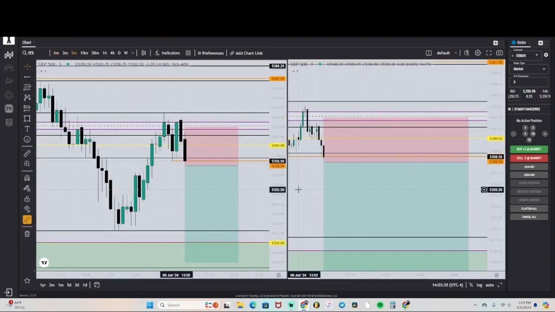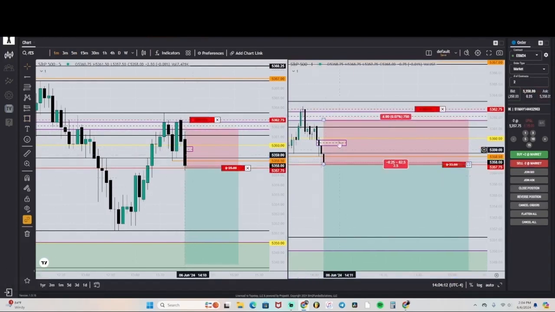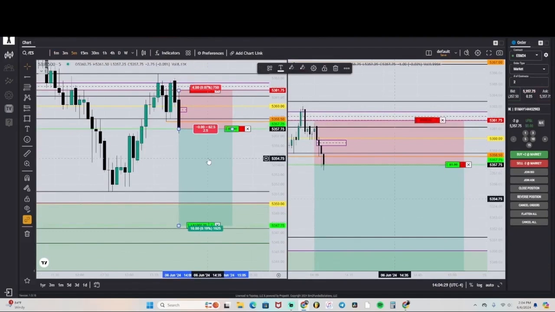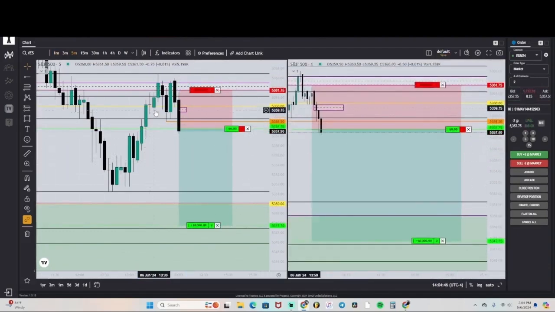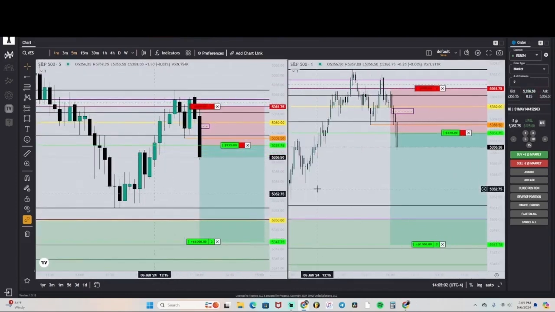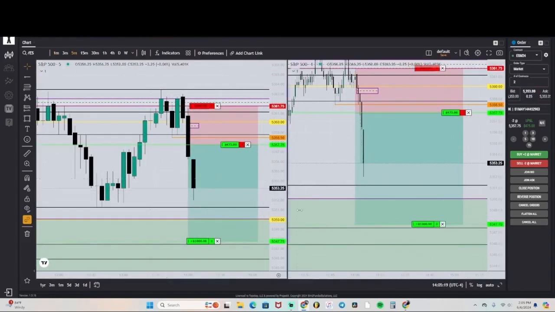Right here I'm noticing that the 1 hour imbalance is respecting nicely. You guys can see that 5-minute market structure shift happening right now. And then I went ahead and I made my entry right there. I just pointed out a 1 minute imbalance right there. That imbalance didn't even get touched. Price had a very bearish reaction to that 1 hour imbalance. You guys can see right here that we are filling that imbalance and we are trading back to the downside.